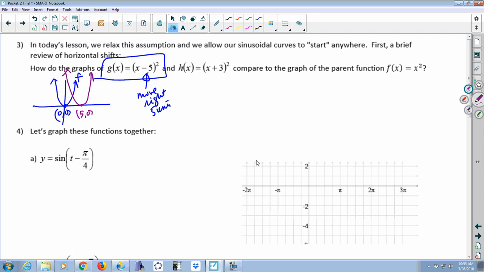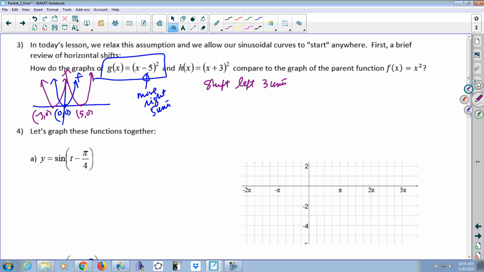What about this one, x plus 3? What's going to happen there to my f function to get h? What would I do? Shift it to the left 3 units, right? Shift left 3 units. So this one would look like this. Negative 3, 0. Okay. So that's all the stuff we did in 107, or college algebra.